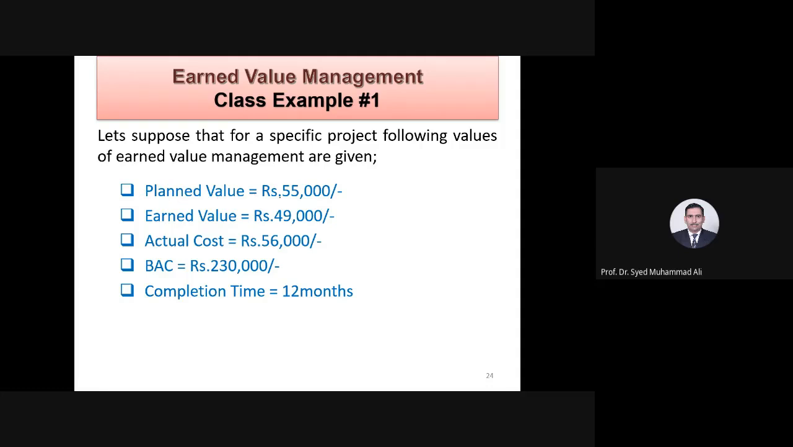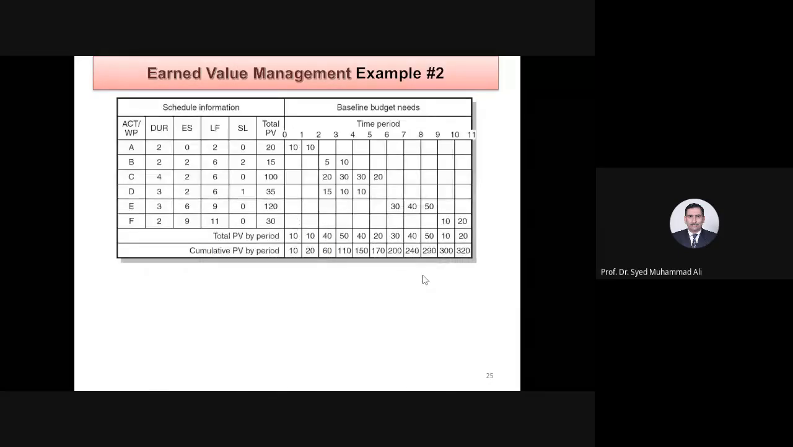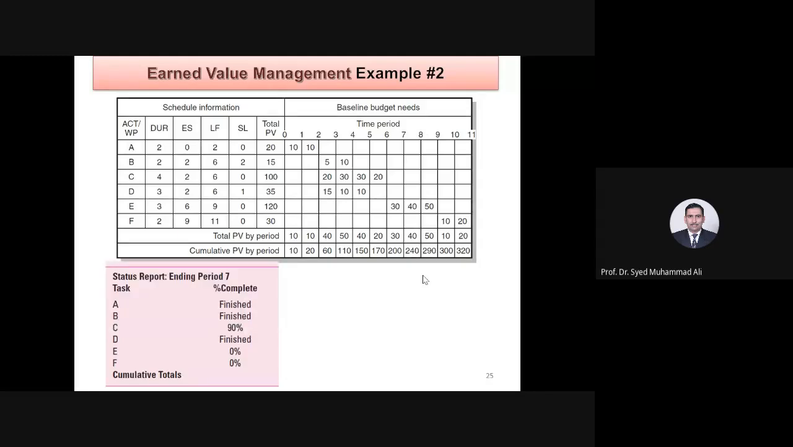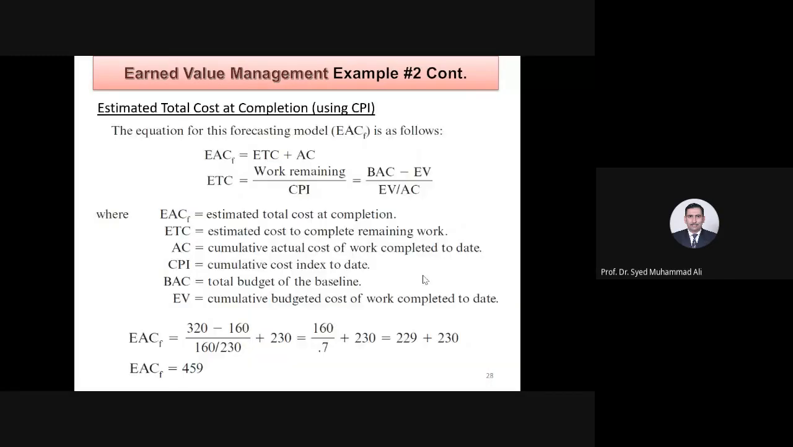You have a planned value. This is BAC, 230,000. This is PV, earned value, actual cost, completion time is 12 months. So you need to calculate all these things. Please follow this. I hope you can do it.